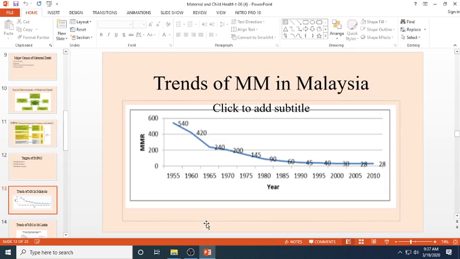Now we will turn towards Malaysia. Now we will see what the trend of maternal mortality in Malaysia is. In 1955, there was a high maternal mortality, and when it comes to 1985, there is a drastic reduction of maternal mortality rate, and by 2010 you can see it is very low. This indicates the improved maternal care in Malaysia.